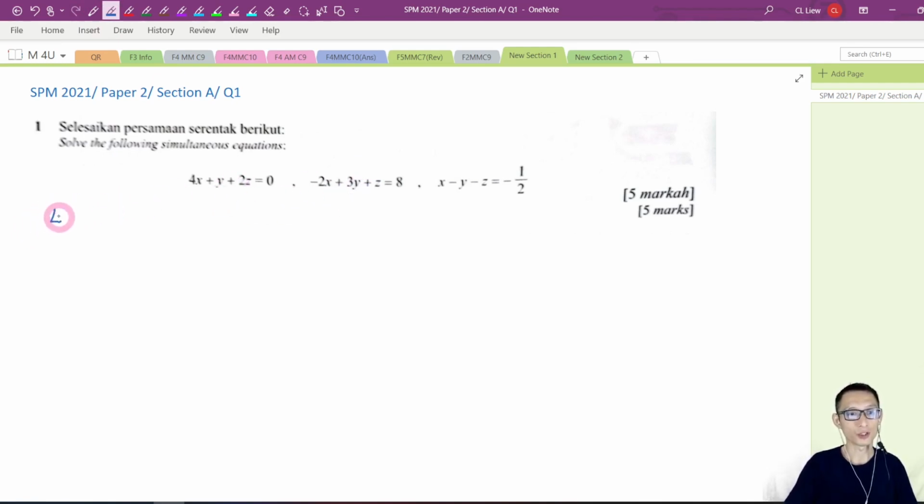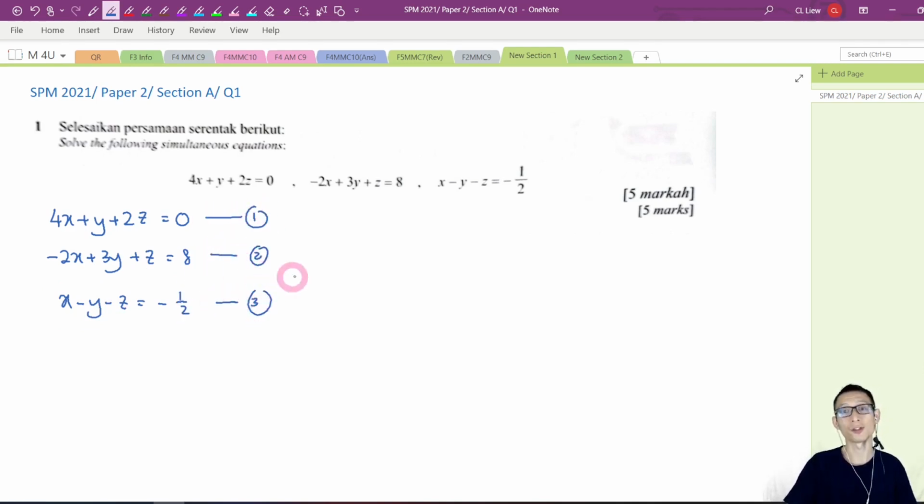The first equation is 4x plus y plus 2z is equal to 0. The second equation is negative 2x plus 3y plus z is equal to 8. And the last equation is x minus y minus z is equal to negative 1 over 2. Okay, this is the first equation, this is the second equation, and this is the third equation. Every equation consists of three variables.